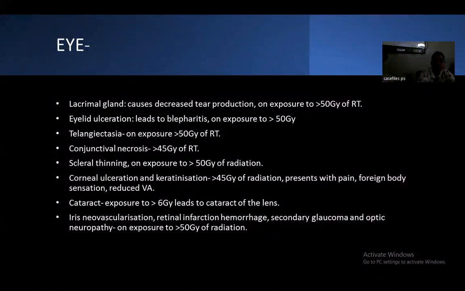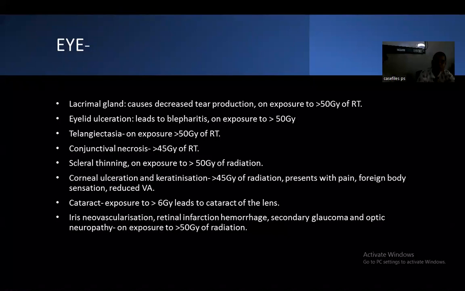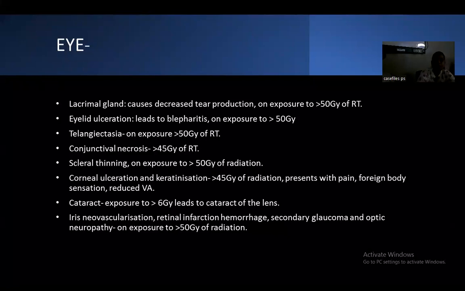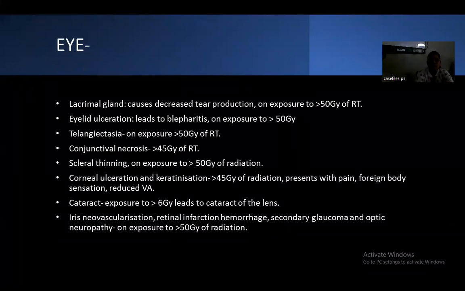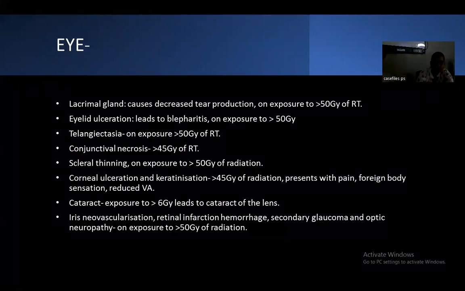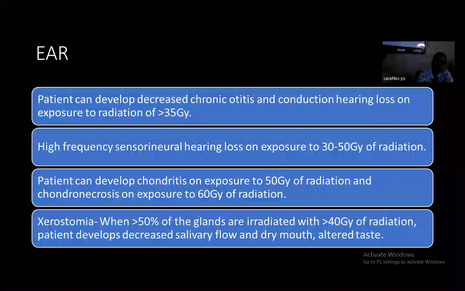Now, the next organ is the eye. In the eye, the lacrimal gland causes decreased tear production on exposure to more than 50 gray of RT. The second side effect is eyelid ulceration that can lead to blepharitis. We can also see telangiectasia, conjunctival necrosis, scleral thinning, corneal thinning, and keratinization, which usually present as reduced visual acuity, cataract, which needs cataract surgery, iris neovascularization, retinal infarction, hemorrhage, secondary glaucoma, and optic neuropathy.